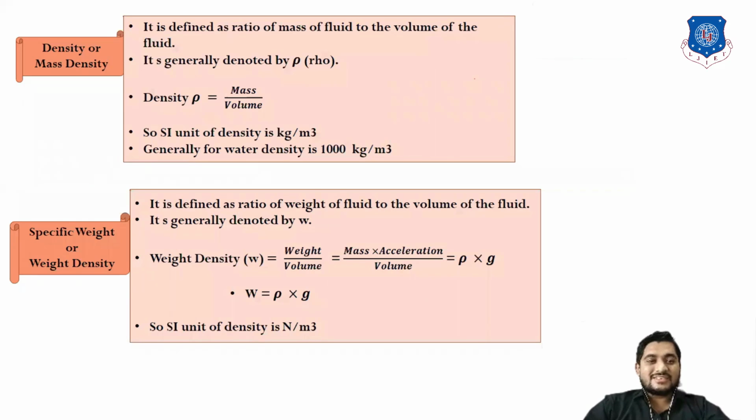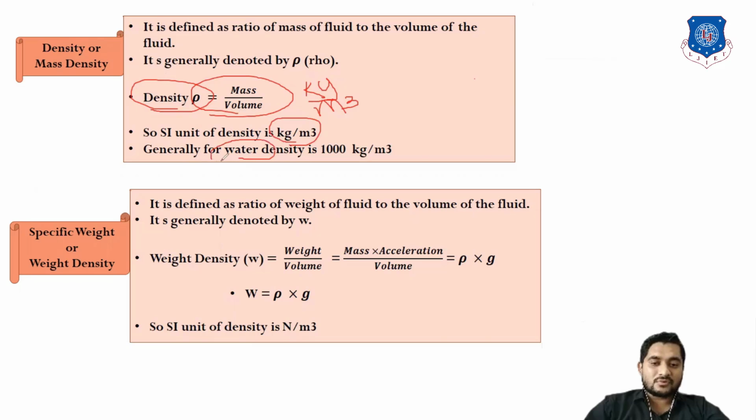Okay, so let us consider four basic definitions which are the base of fluid mechanics. The first definition is density. As you are aware, density or mass density is denoted by rho. Rho is equal to mass by volume. Mass is represented in kg in SI unit and volume in meter cube in SI unit. So the unit of density is kg per meter cube. For pure water, density is 1000 kg per meter cube.